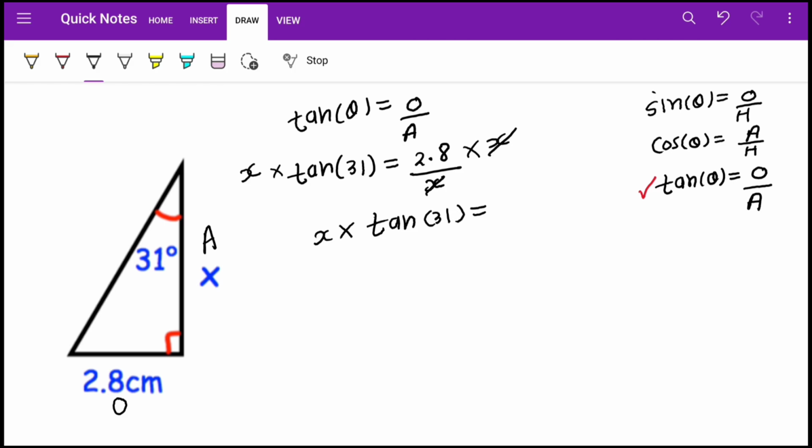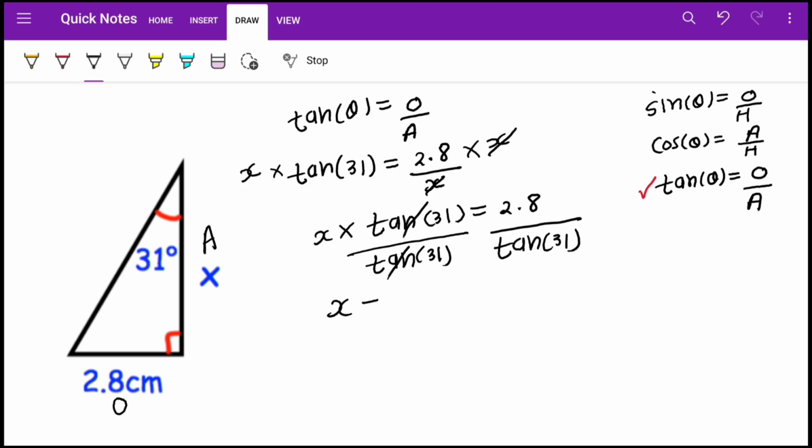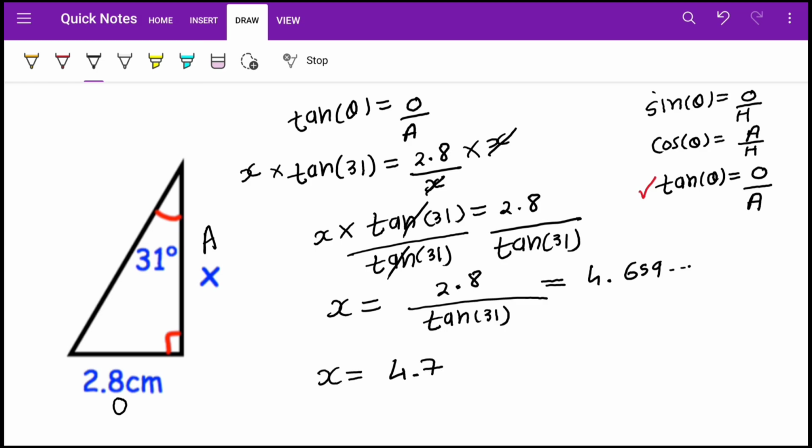So we divide both sides by tan 31. So this both cancels out. So we get X equals 2.8 over tan 31. And if you put this in the calculator, you get 4.659 and goes on. So we will round it to one decimal place. So X is equal to 4.7 centimeter, rounded to one decimal place.